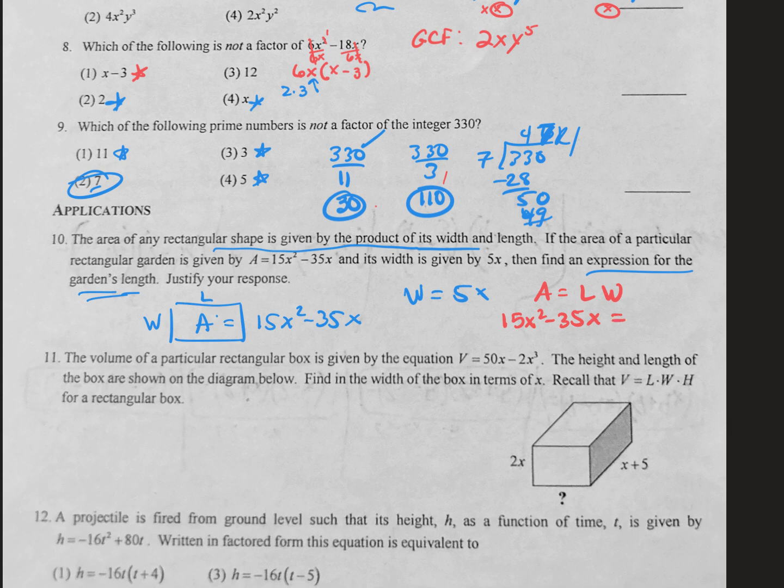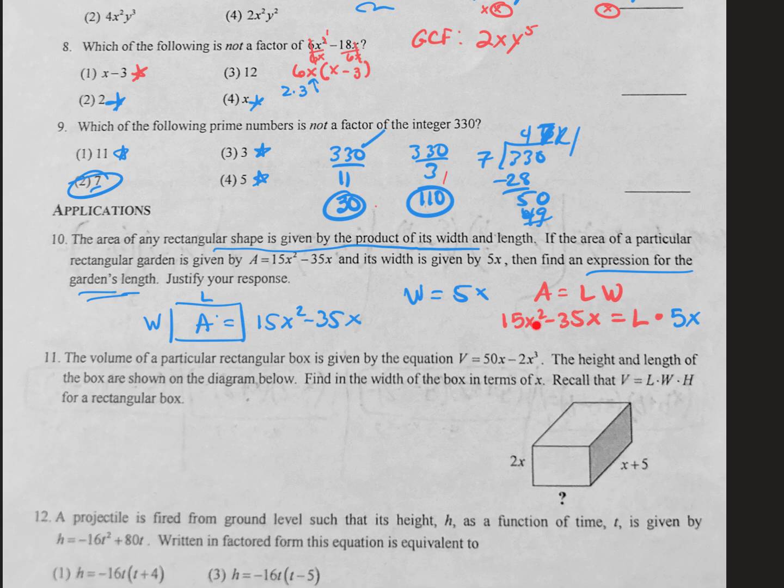And that is equal to some L, which we don't know, and W, which they told us is 5x. So it'd be awesome if we knew how to do some division right now. I could divide this by 5x, divide this by 5x, and you kind of can. But he hasn't probably shown you yet how to do that. So what we'll do here is we'll just factor this side.